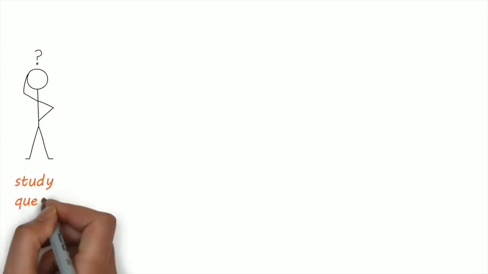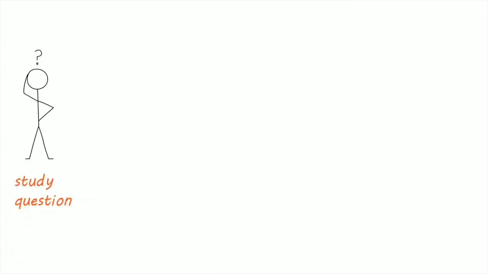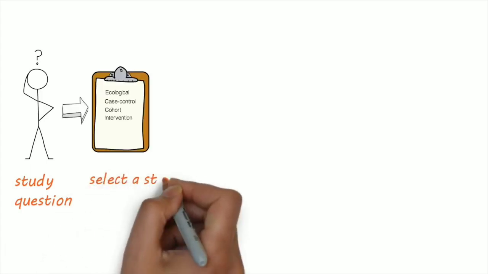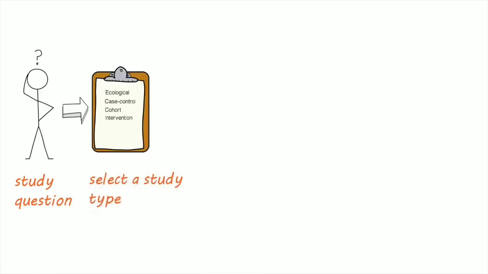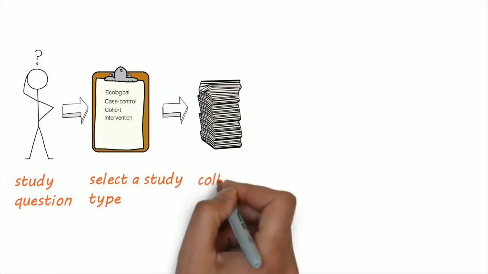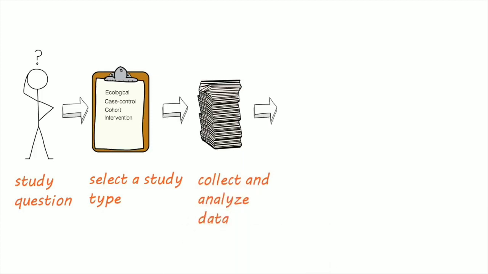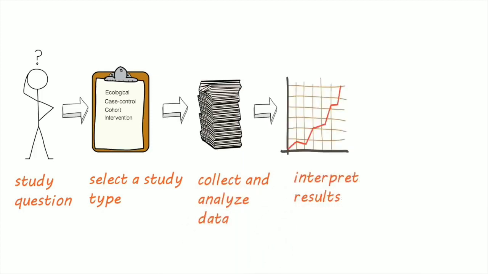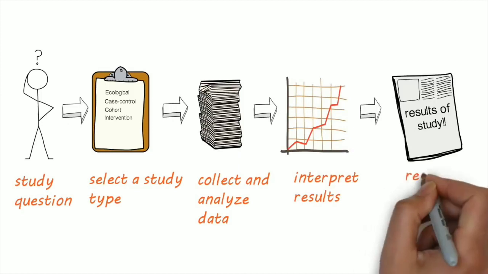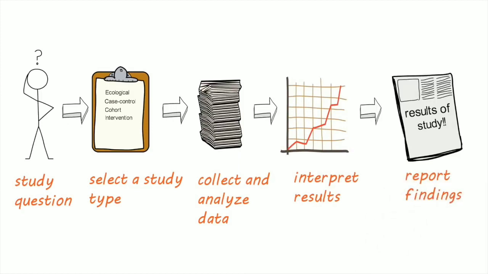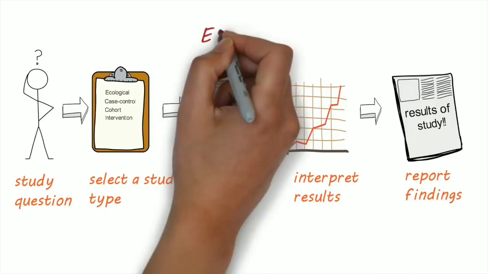So the first thing to do in any study is to have a study question. What are we trying to find out? Then, we need to figure out what the best type of study is that would help us answer the question. Once we've decided on a study type, we need to do the study, collect and analyze the data using a suitable statistical method. Then we need to interpret the results to make sense of it all. And finally, we need to report the results of our study. Importantly, all studies need to be done in an ethical way.